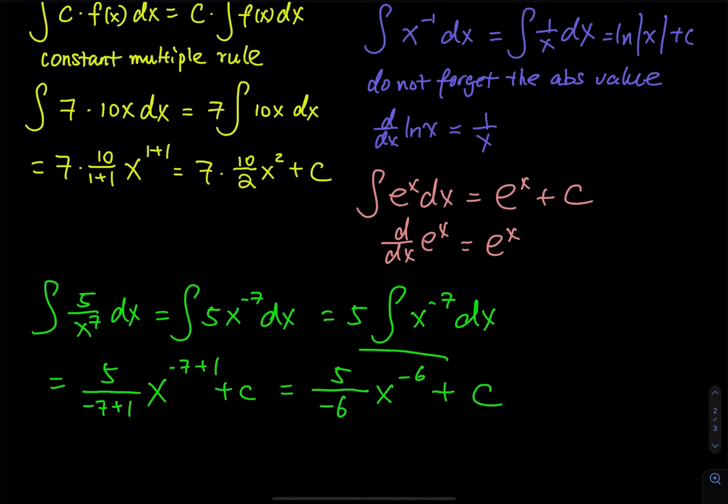This is called a general solution. How do I know this is right? All you have to do is simply take the derivative. You bring the negative 6 down, the two negative 6s cancel, and then negative 6 minus 1 is equal to negative 7.